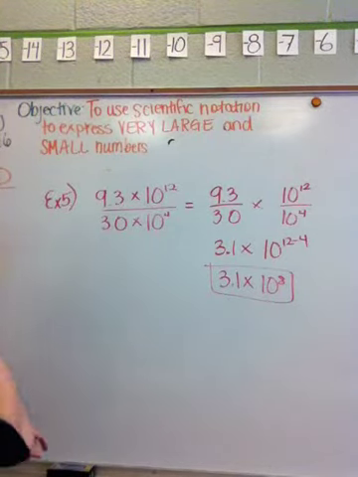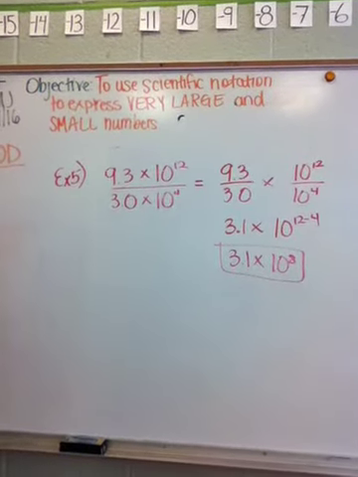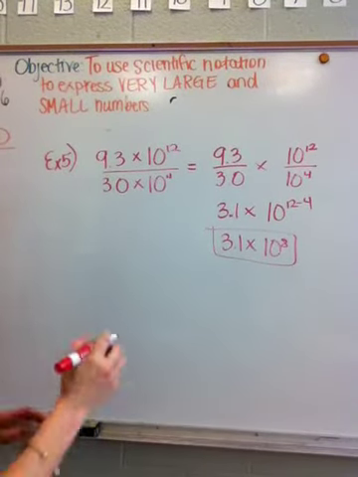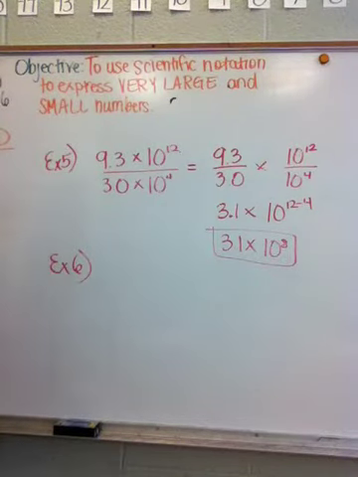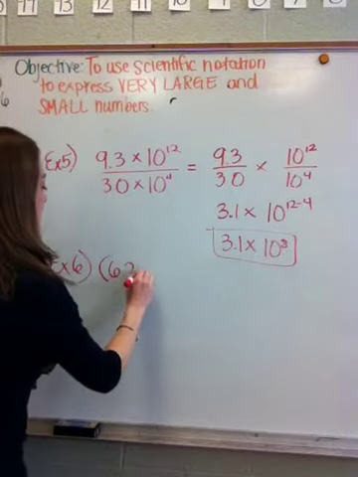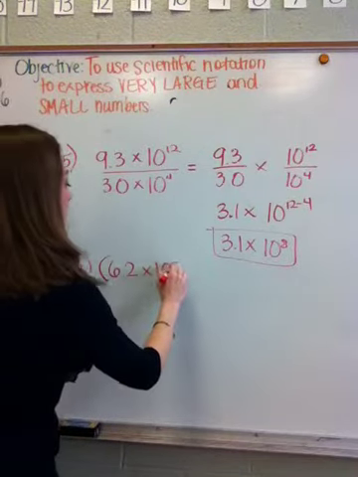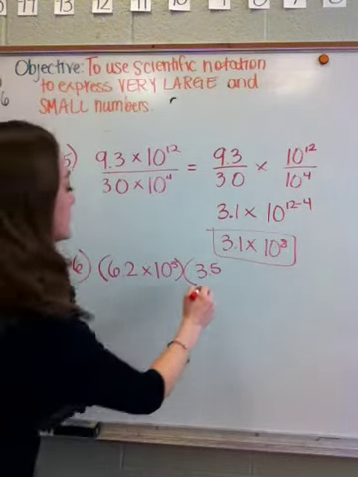This is my final answer written in scientific notation. All right, let's take a look at example 6, and then we will compare example 5 to example 6. Example 6 doesn't use division. Example 6, just like example 3b in your book, uses multiplication. So I have 6.2 times 10 to the 5th power times 3.5 times 10 to the 8th power.